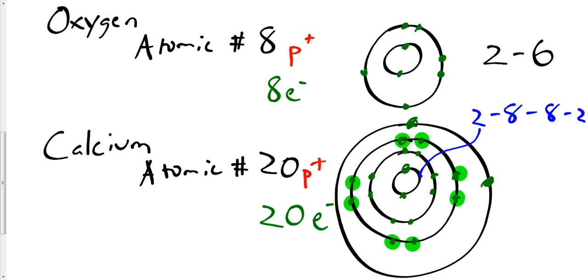2, 8, 8, 2. That's for electron configurations. Examples, you'll do more of these. In fact, you're going to do all of the ones between hydrogen and calcium on the homework assignment today.